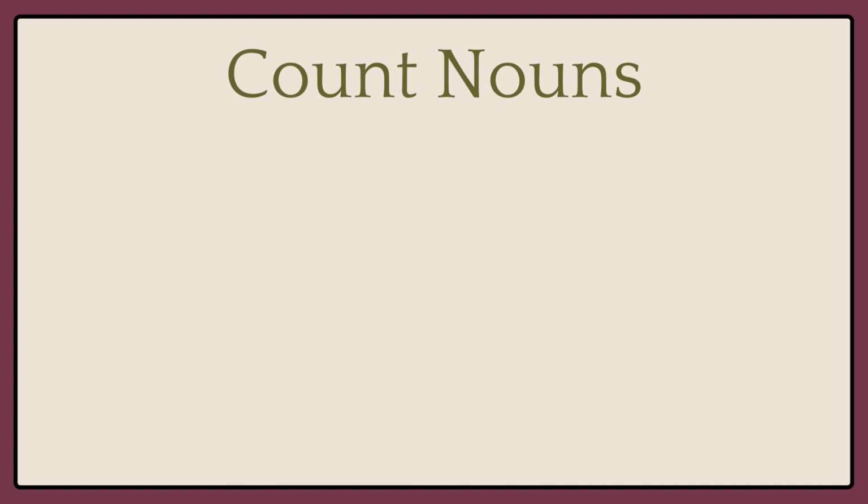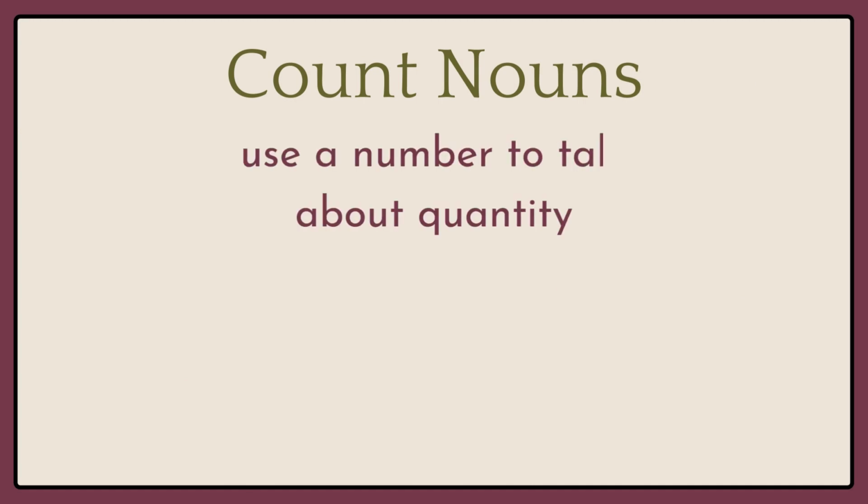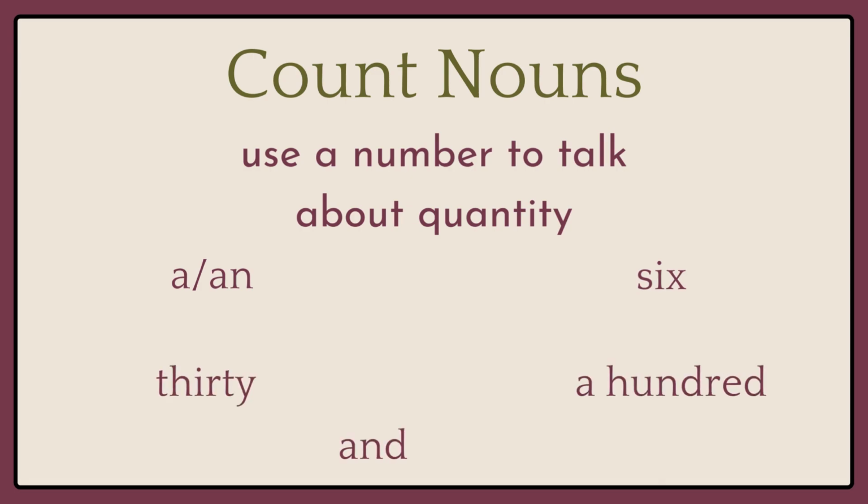For count nouns, we can use a number to talk about how many there are. We can use a or an, our indefinite article, which is the same as saying there is one of something, or we can use any other type of number, 6, 30, 100, and so on.